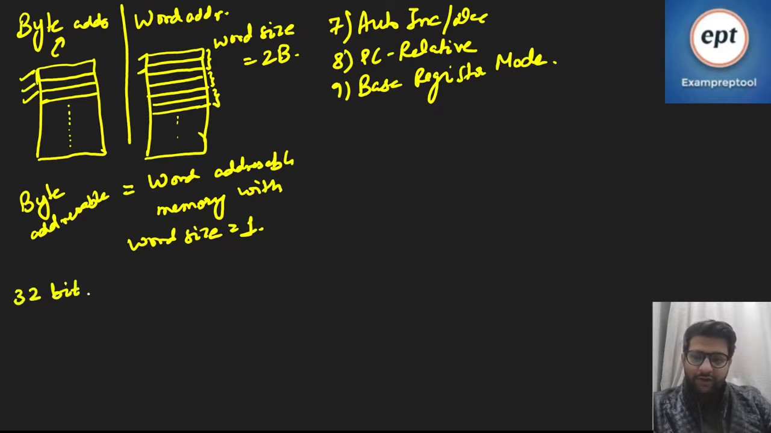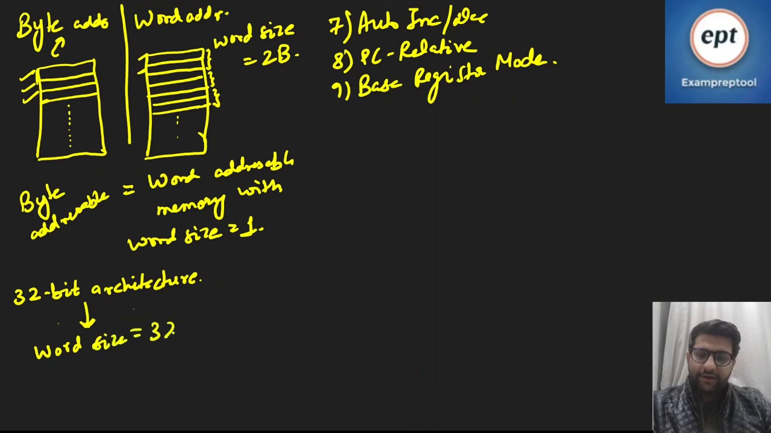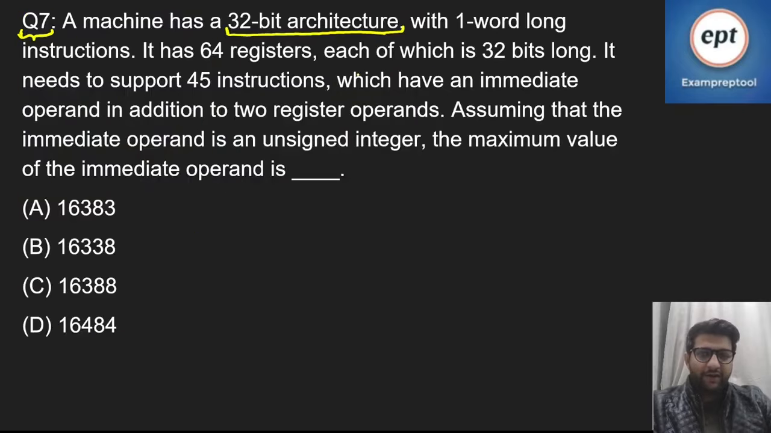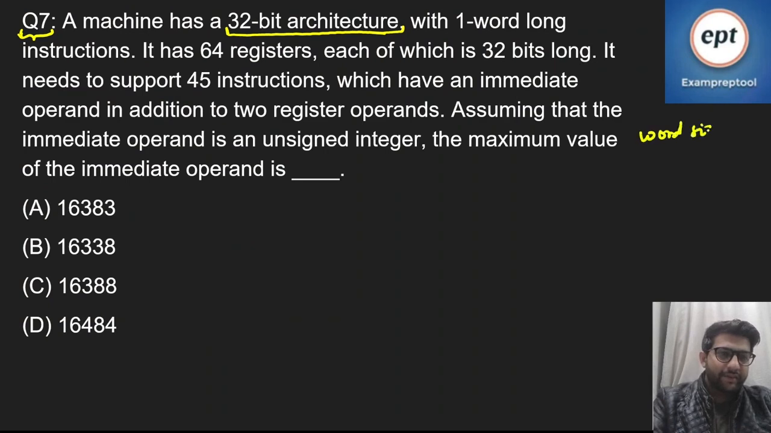So what is the 32-bit architecture first of all? If it is given that there is a 32-bit architecture, this means that the word size is 32 bits. If it was 64 bit here, then the word size would have been 64 bits, right? So you have to remember what type of information you have to take from what type of language. Here it is given that a machine has 32-bit architecture. This means that the word size is 32 bits.